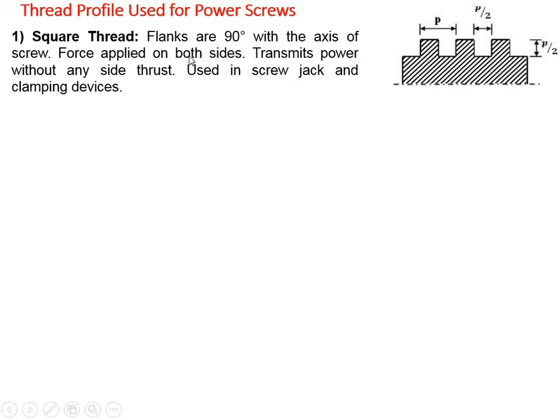The force is applied on both sides when they are meshed with another square type of thread. So the force will be applied on both sides and it will transmit the power without any side thrust, and they are generally used in screw jacks and clamping devices.